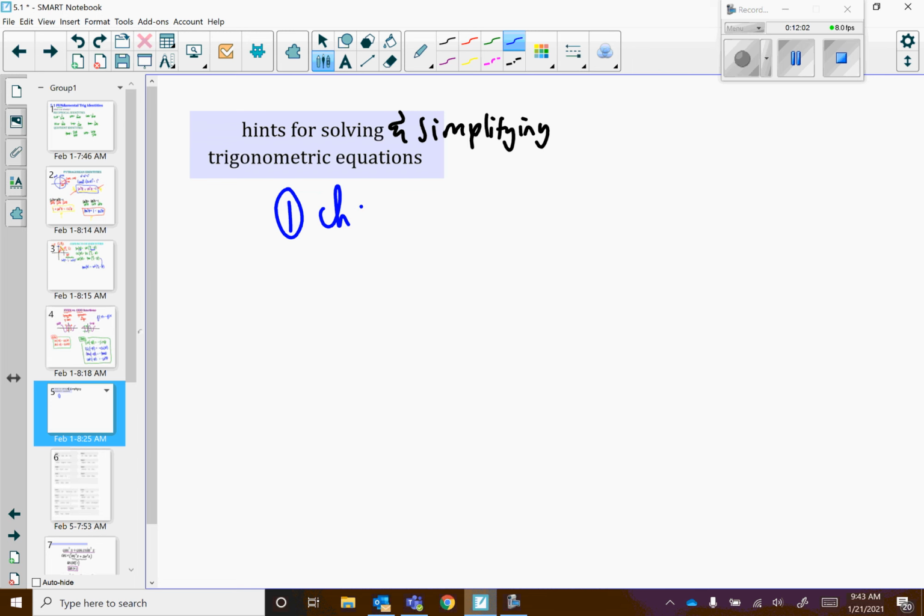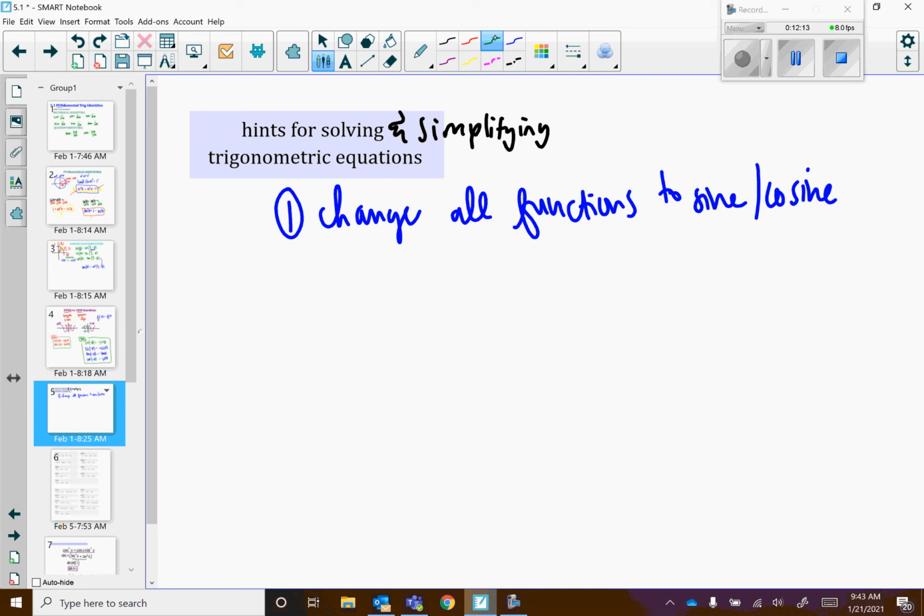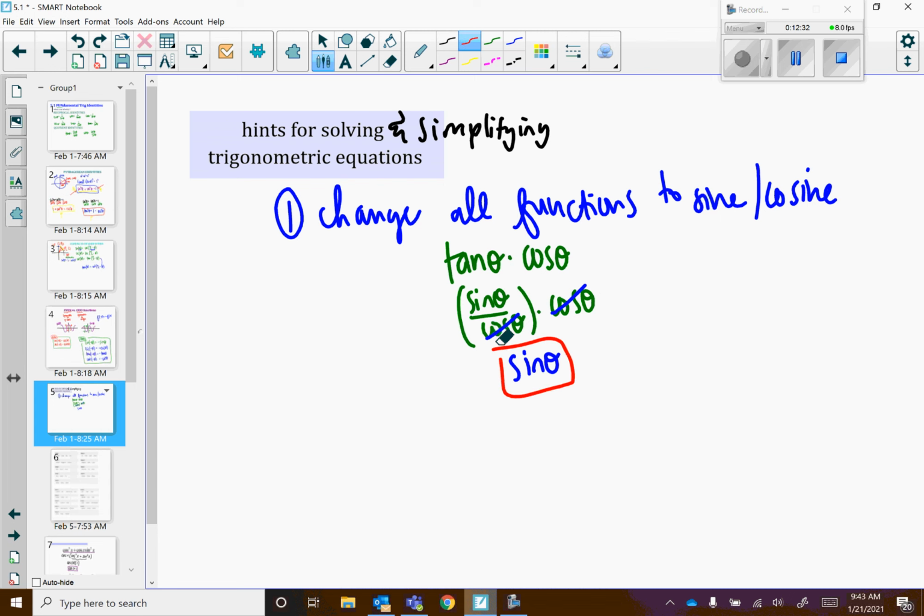The first suggestion is to change all functions to sine and cosine if possible. If I have tangent of theta times, let's say, cosine of theta, instead of writing tangent, I know tangent is sine over cosine. And now, notice these cosines cancel, and I'm left with just sine of theta. This is the type of thing we're going to be doing.